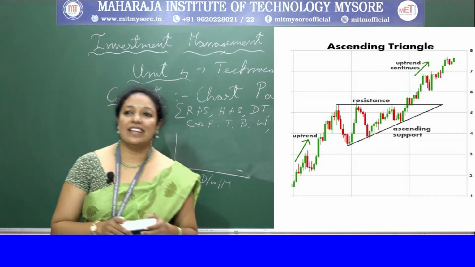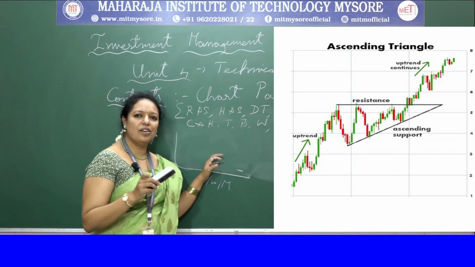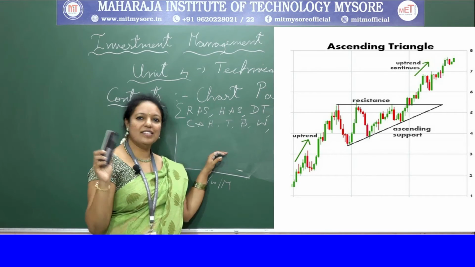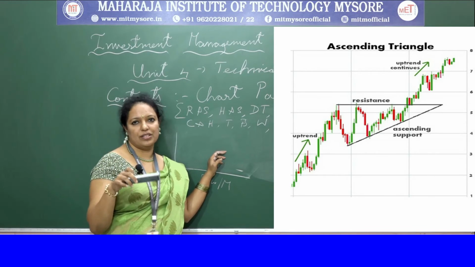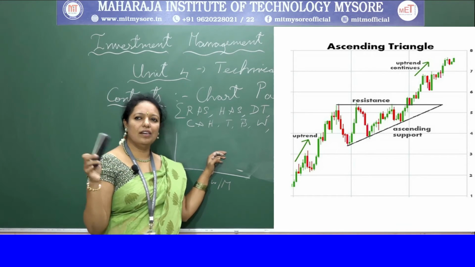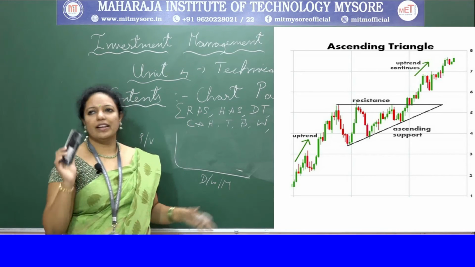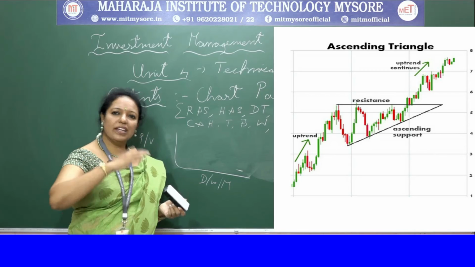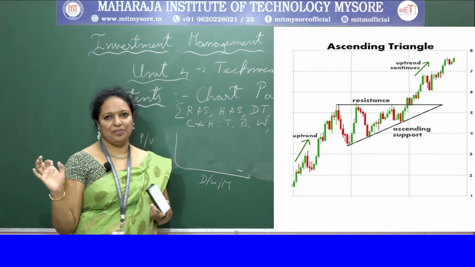Okay, then ascending triangles are drawn into charts by tracing a horizontal line along the swing highs, the resistance, and drawing the ascending trend line along the swing lows. So it is like a support, and if it is swinging low, then it is support because you have to push it upwards. If it is swinging high, then you need resistance to push the prices down.